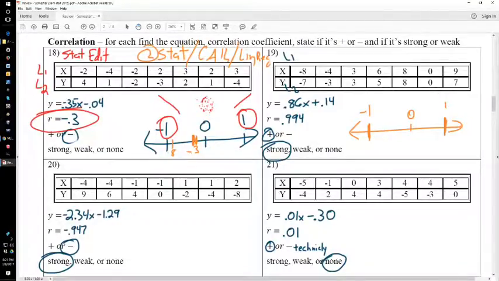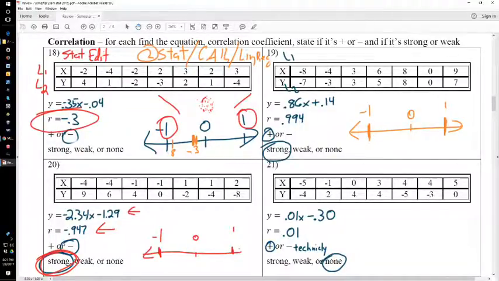Okay, let's talk about the last two real quick. I went ahead and just threw that data in and ran it real quick. When I got Stat Edit, put it all in, hit Stat Calc, LinReg for linear regression. And for number 20, I got this, and I got a correlation of negative 0.94. That is so close to negative 1, it's not even funny. So it's negative because the number's negative, and it's very strong because it's real close to negative 1. Remember, negative 1 is very strong, positive 1 is very strong. 0 is nothing. There's no correlation whatsoever.